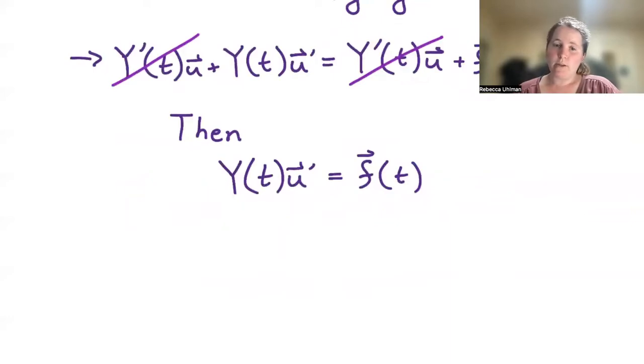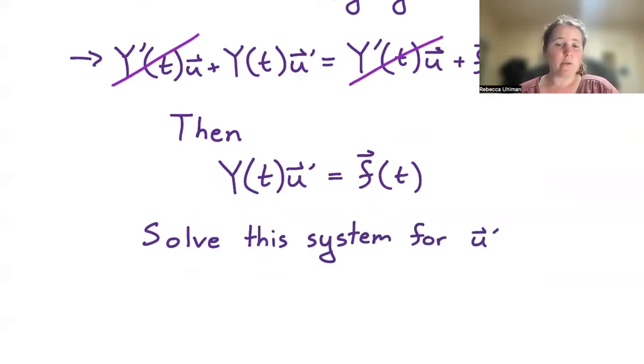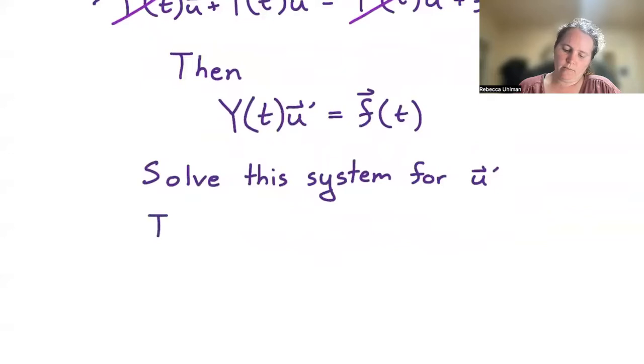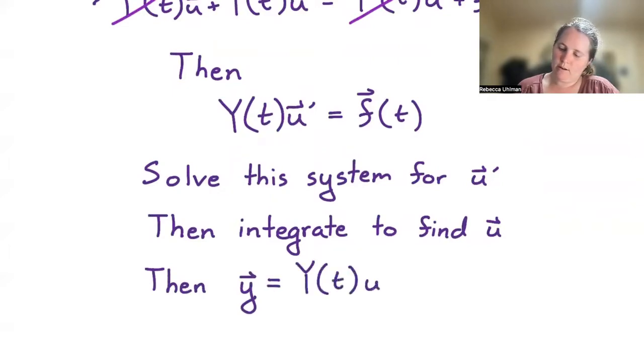So what we get here is we can solve this system for u prime. You can use Cramer's rule, you can use whatever technique you want to solve the system. Then we can integrate to find u. And then we have that our solution y is just our capital Y of t times our vector u.